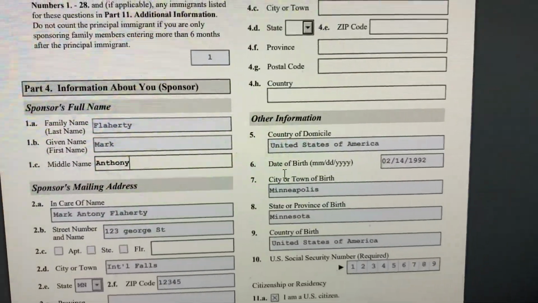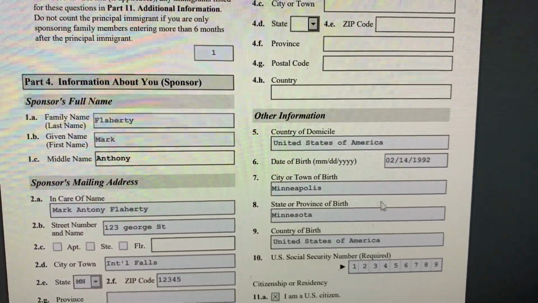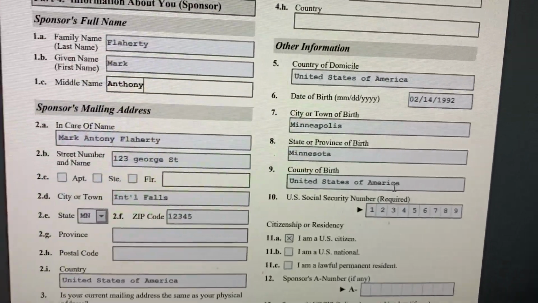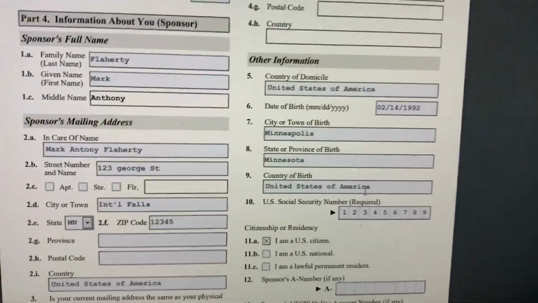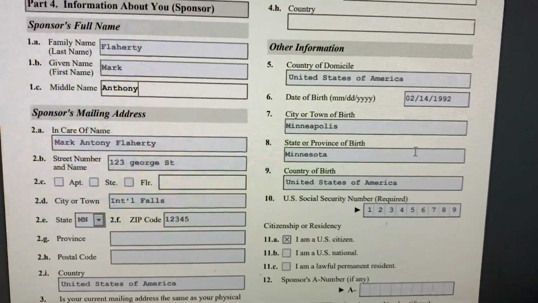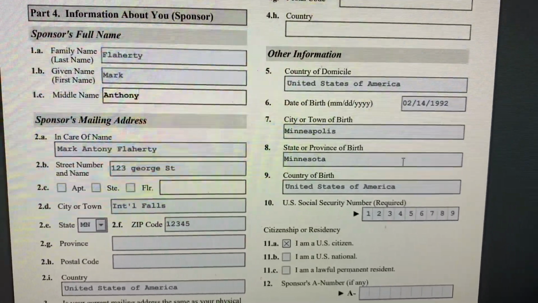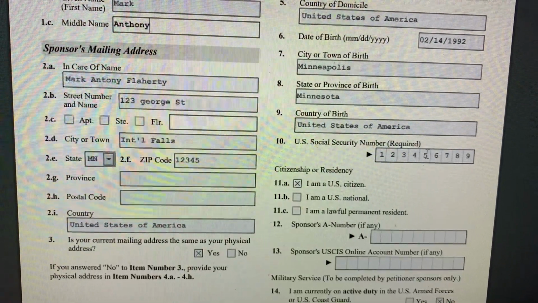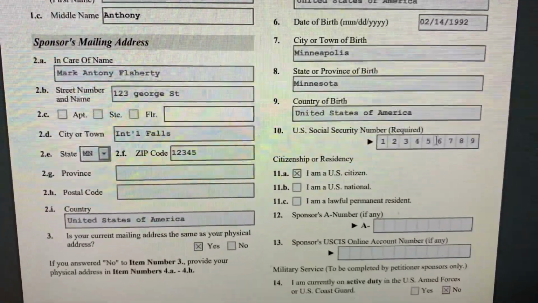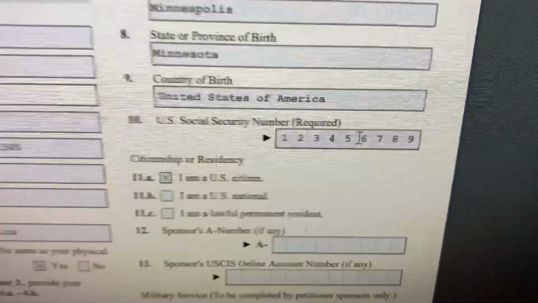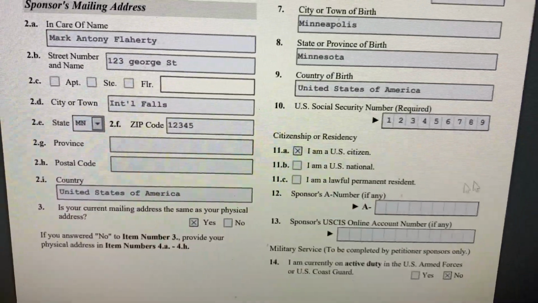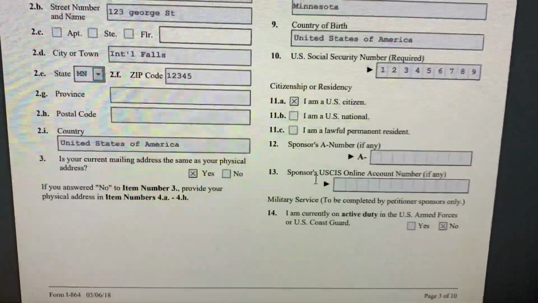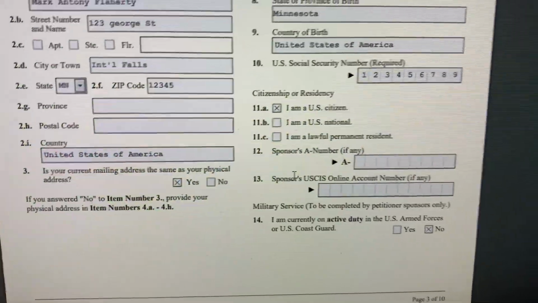Country of domicile, this is your home, United States, city or town of birth. This is for the sponsor, okay guys? This is not for you, the beneficiary or the applicant. This is for your sponsor, your husband in my case. State or province, Minnesota, United States of America, US. This is required, guys. Don't miss this spot. The US Social Security number. Citizenship or residency. Yeah, I'm a US citizen, for my sponsor.